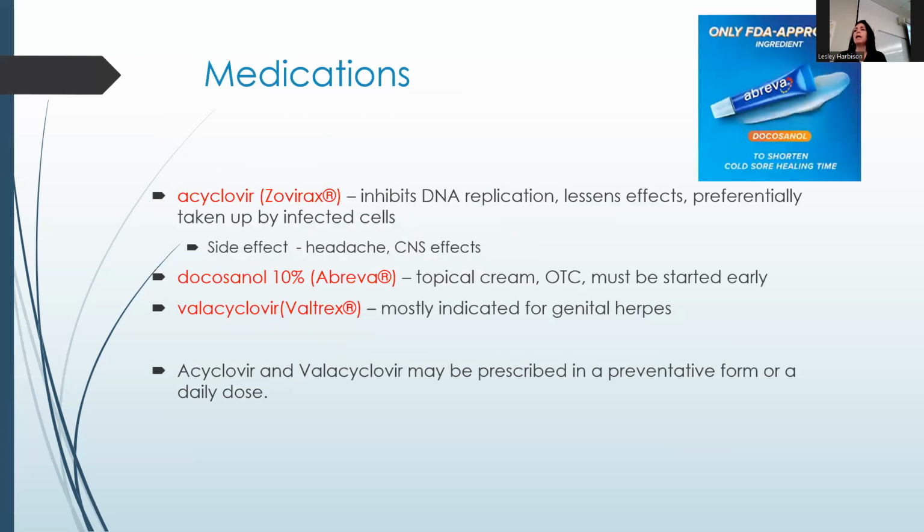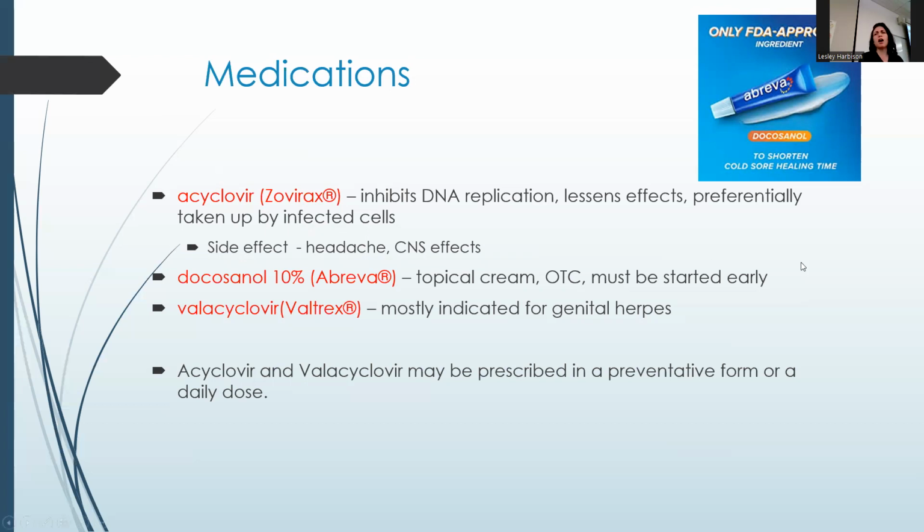All right, so the medications, there's not a ton of them. Zovirax or acyclovir, it inhibits DNA replication, it lessens the effects, preferentially taken up by the infected cells. The side effects could be headaches, CNS effects. All of this medication is the most effective once they feel the prodromal tingling before the vesicles pop, or specifically before they break open, they would start medication.